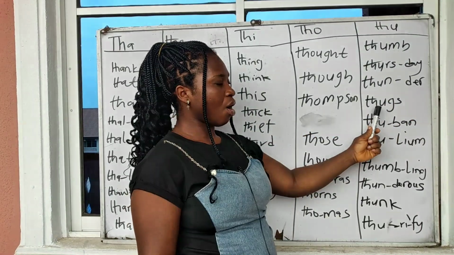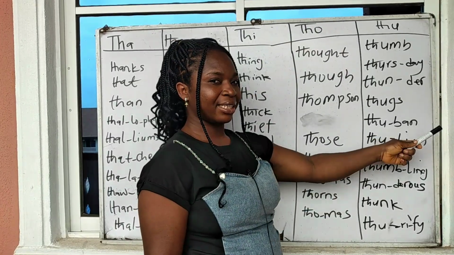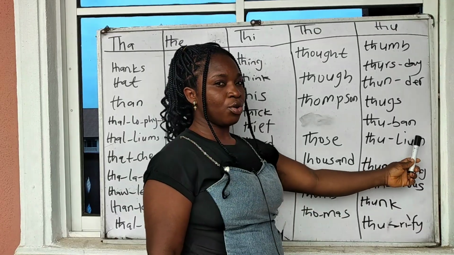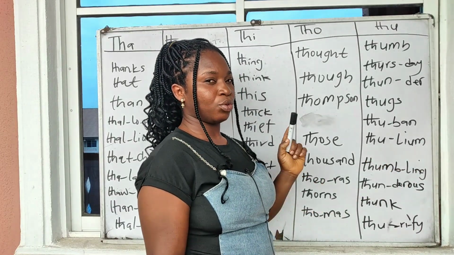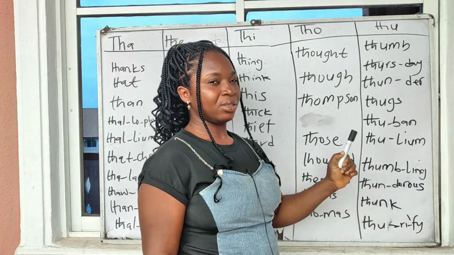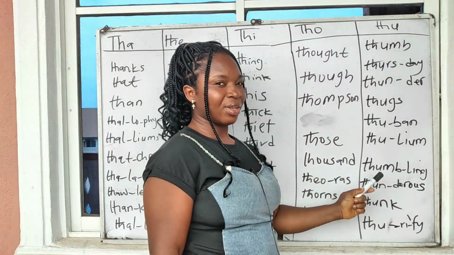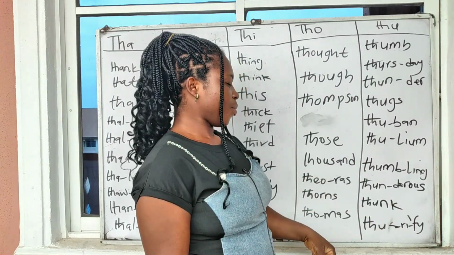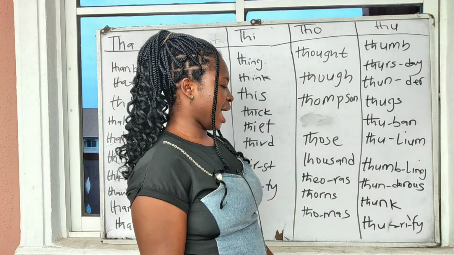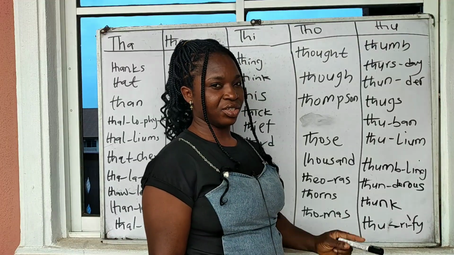We have talks. We have turban. We have tolium. We have tumbling. We equally have thunderous. We equally have tongue, and as well as terrify.